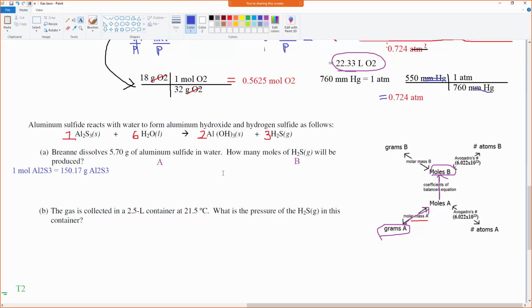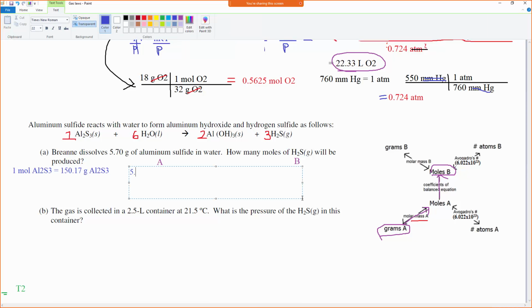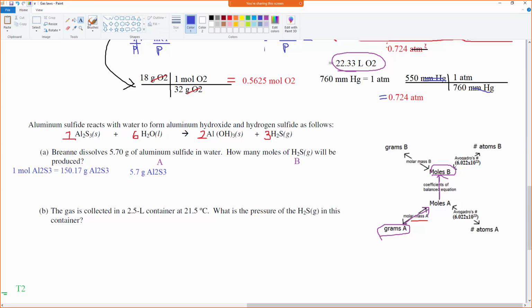Set it up. Okay. If you're feeling lost, remember that's why I give you the roadmap, and you just reorient yourself. I gave you grams of A. We're looking for moles of B. So the roadmap says, hey, use the molar mass to get to moles. Okay, so starting from 5.7 grams Al2S3, it says use the molar mass, so that's what I'm going to do.